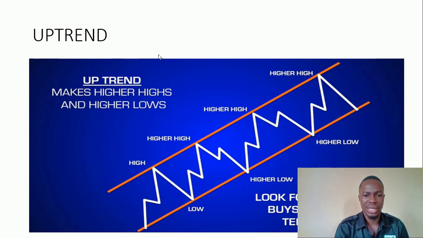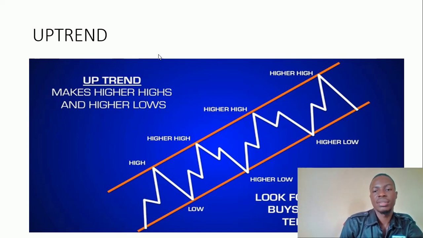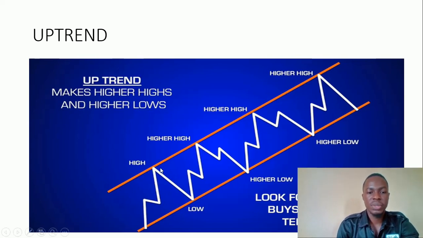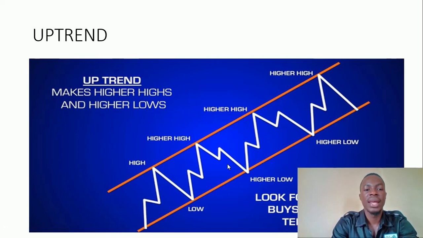So what does it look like on the chart? This is a picture showing you what an uptrend looks like. An uptrend is characteristically made when higher highs and higher lows are being formed. Like we see in this picture, the high at this point is lower than the high at this point, or to say it the other way around, this high is higher than the previous high, the next high is higher than the previous high, and the next high is higher than the previous high, while the next low is higher than the previous low, and the next low is higher than the previous low, just in that vein. So whenever the market is making higher highs and higher lows, you say the market is in an uptrend.